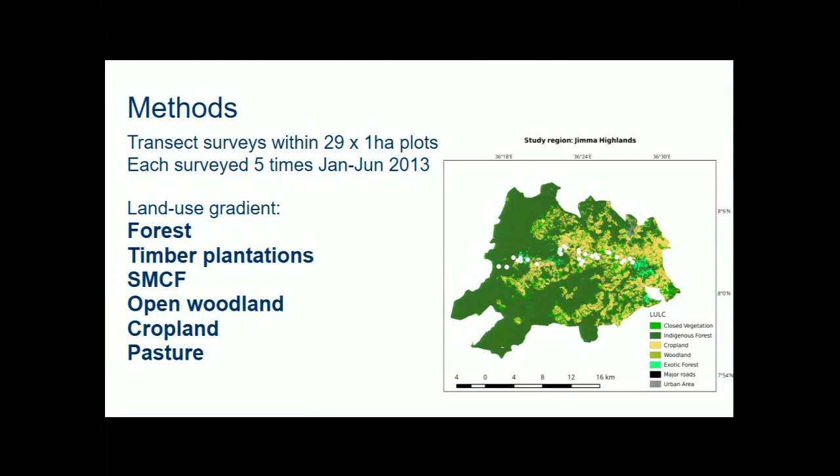So the Ethiopian team was surveying understory butterflies using transect surveys in 29 one-hectare plots across the landscape. So we have this long transect which covered all of those land use types, from the remaining forests: semi-natural forest, timber plantations, semi-managed coffee forests (SMCF), so coffee forests, woodland, cropland and pasture.